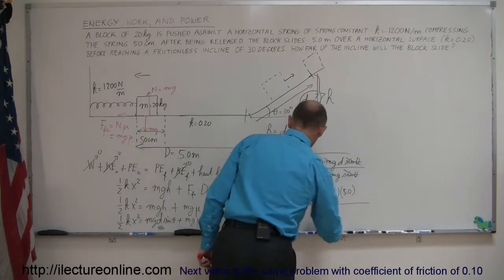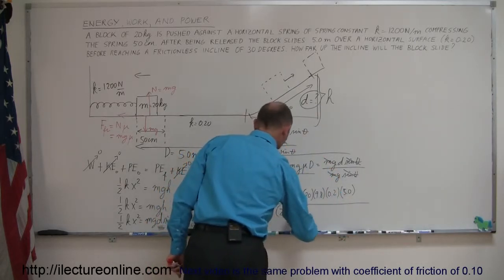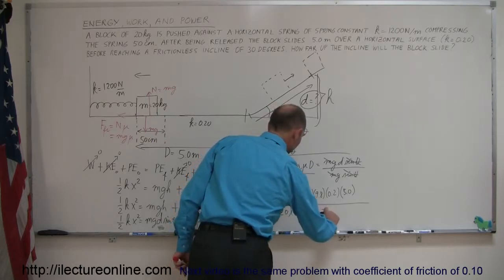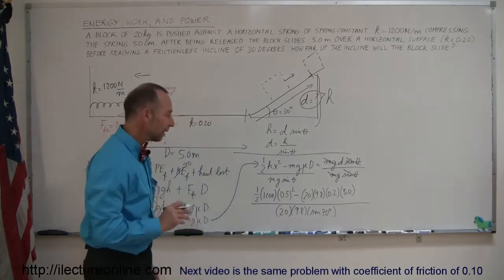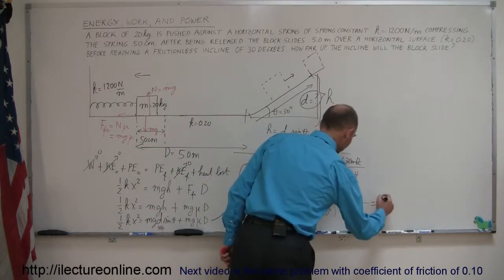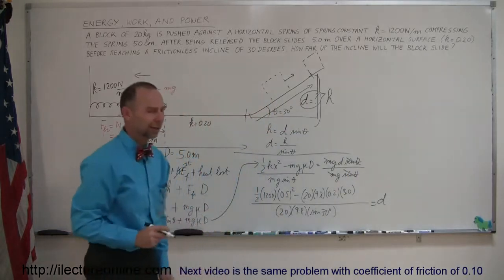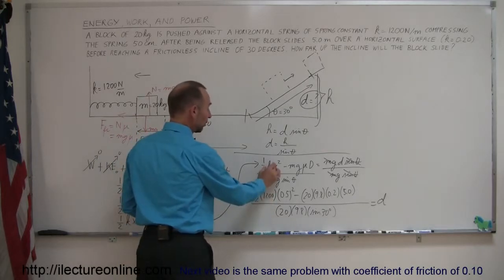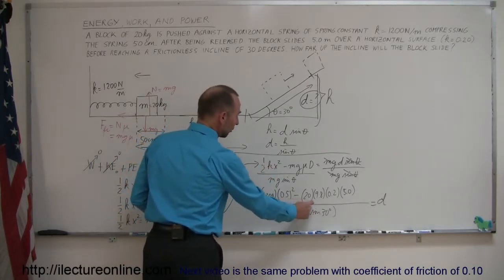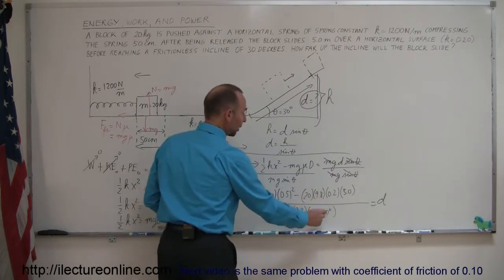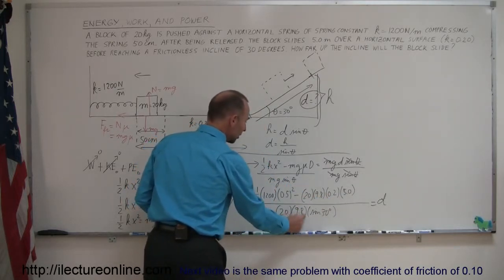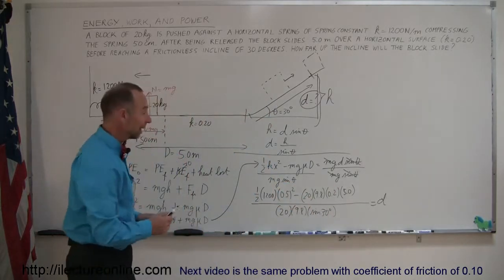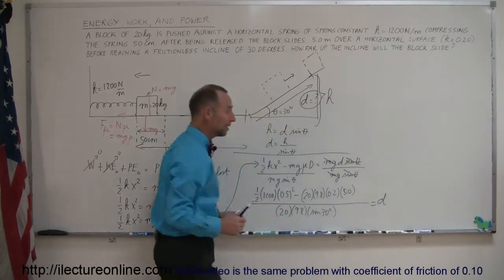The whole thing divided by the mass, 20, times g, 9.8, times the sine of 30 degrees. Now notice, I did not put in any units here. I did that in the interest of space. I'm kind of running out of space here on my board. But remember, if we use standard units, newtons per meter, meters, kilograms, meters per second squared, meters, kilograms, meters per second squared, and of course mu is unitless and the sine of 30 degrees is unitless, then we should end up with the distance in meters.